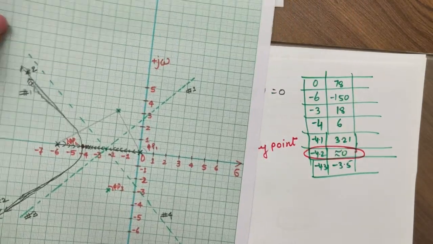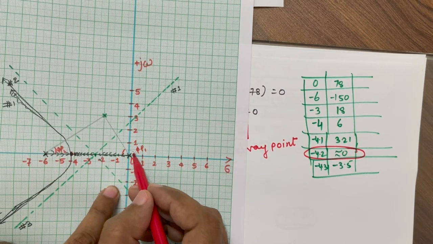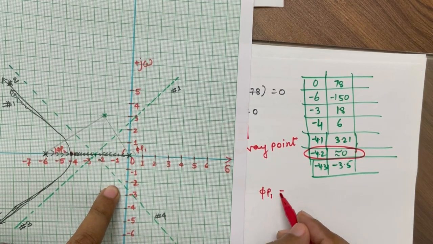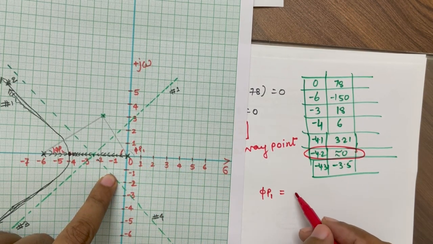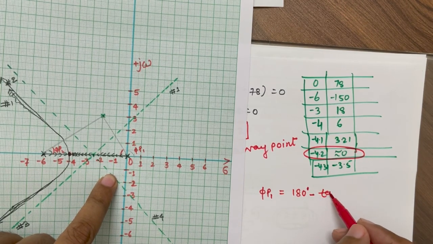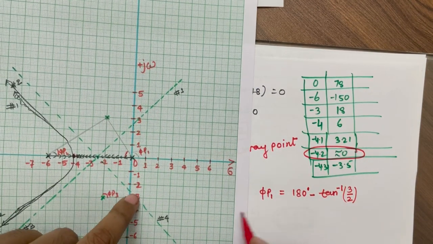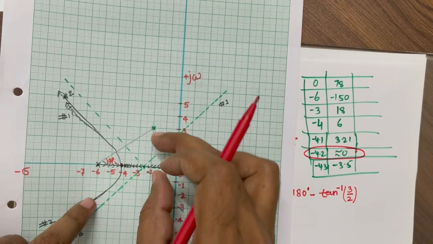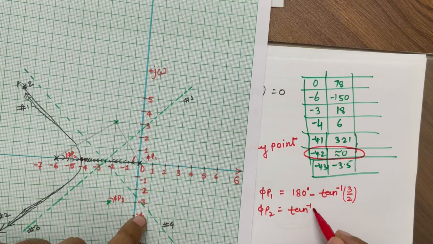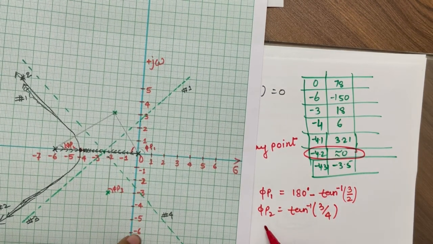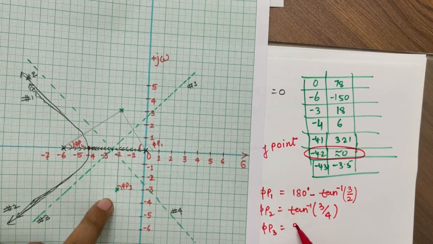So to calculate these angles, for phi p1 it will be 180 minus this side angle. This total is 180. So phi p1 is this angle. What is that angle? This is tan inverse of this. So I can write 180 minus tan inverse height by base, 3 by 2. The second, phi p2, will be height by base. Base is 1, 2, 3, 4. Height is 3. So it is tan inverse 3 by 4. And then phi p3 will be from this one. It is 90 degrees. Obviously, it is 90 degrees.